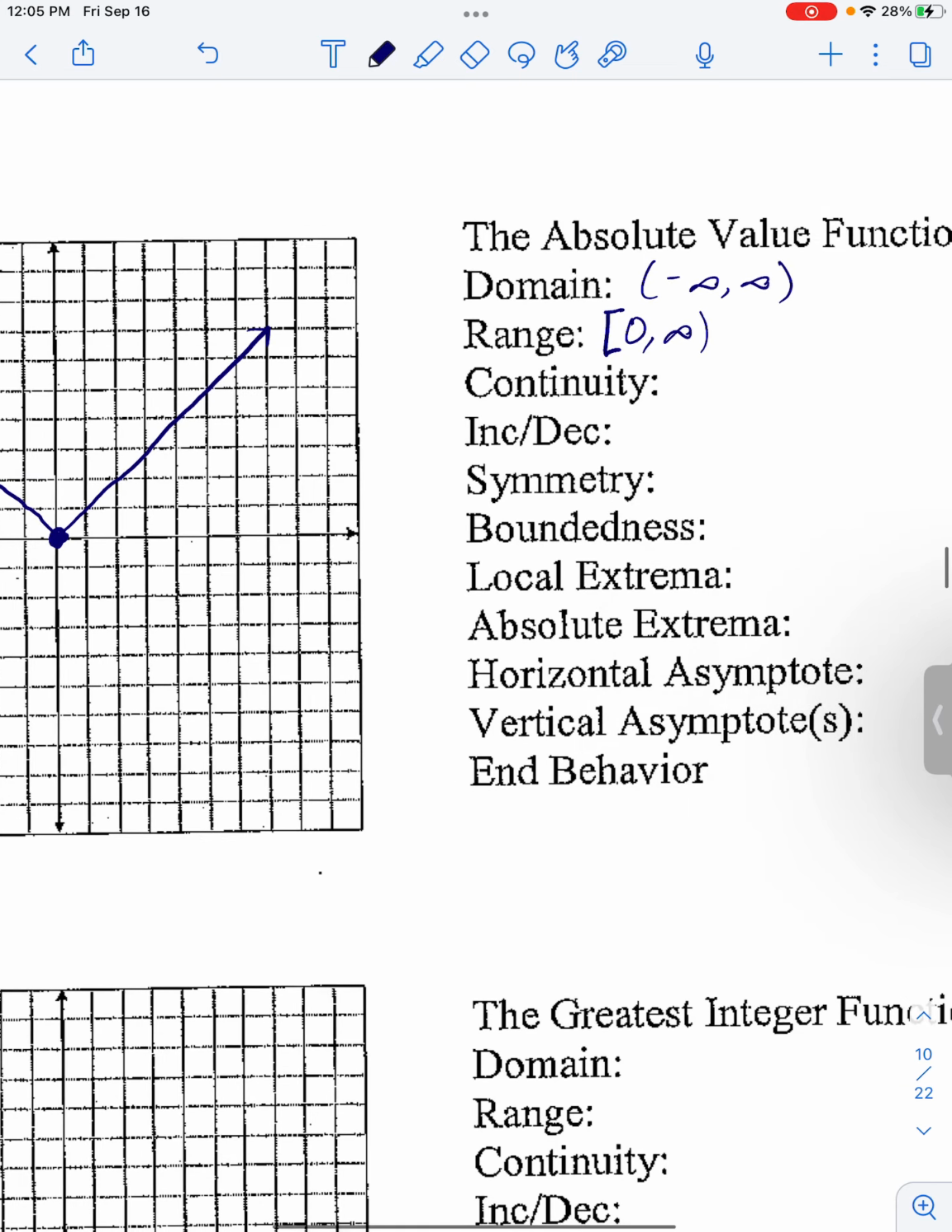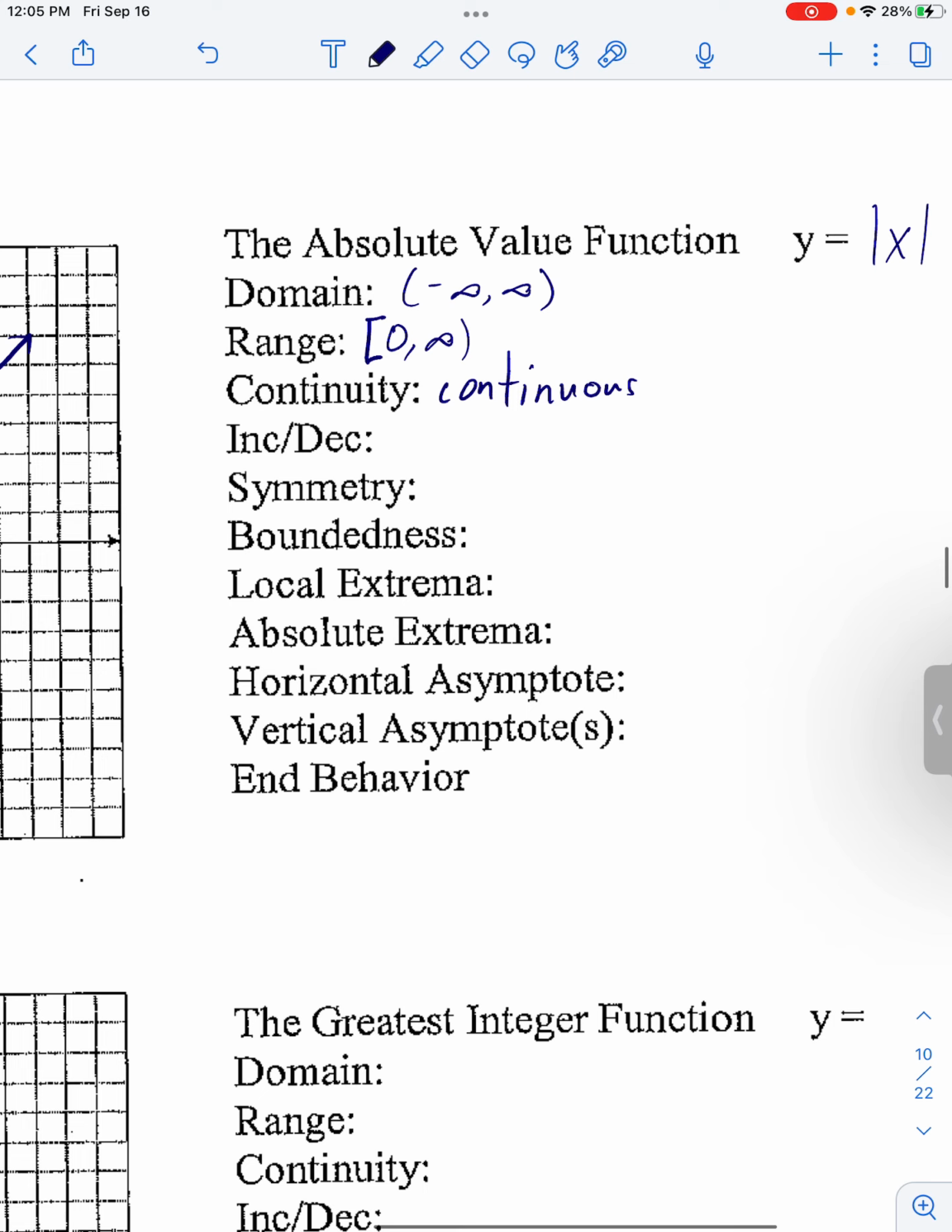Continuity: there are no discontinuities. There are no holes, asymptotes, or jumps. So we say it's continuous on negative infinity to positive infinity, okay?